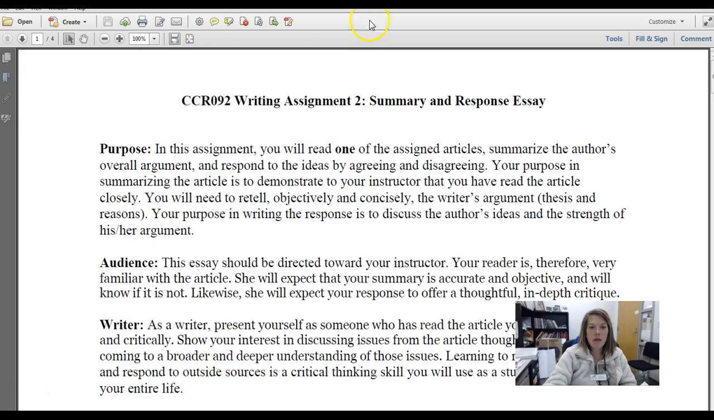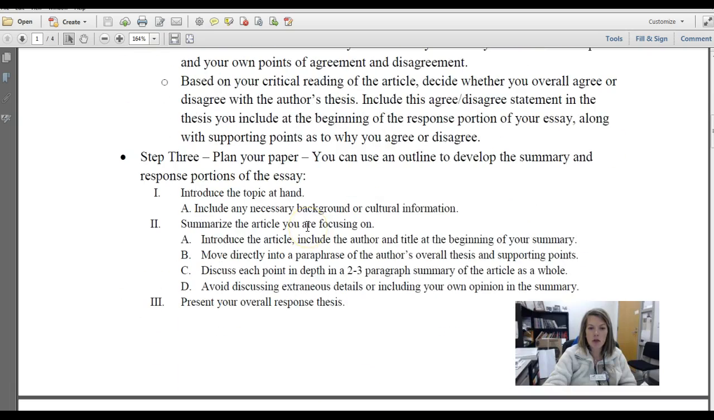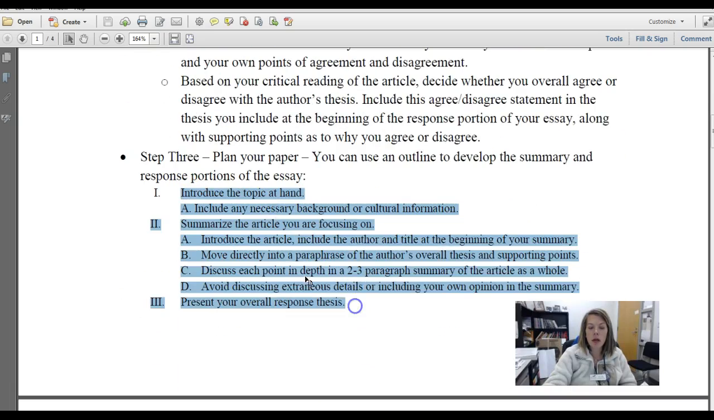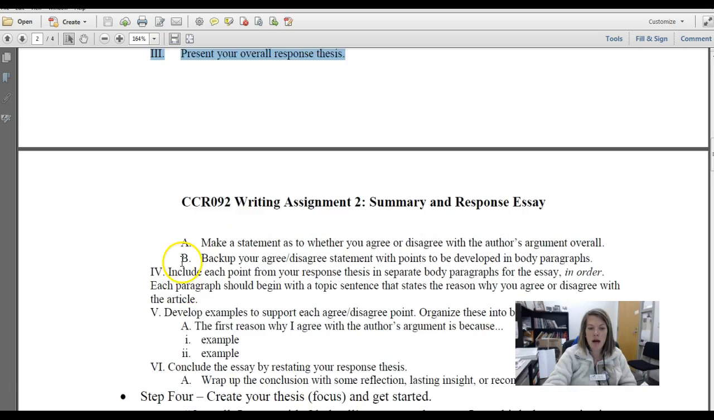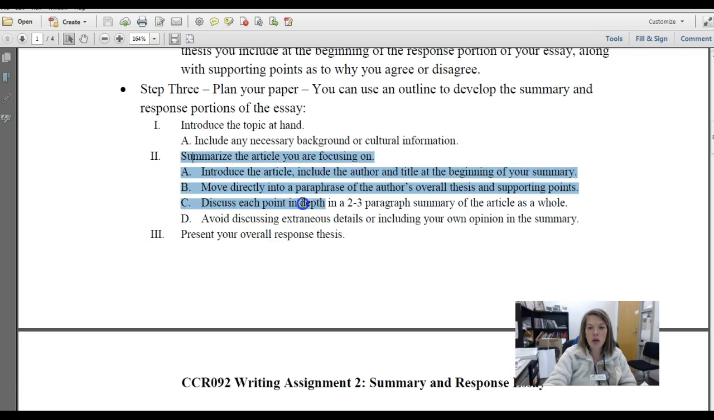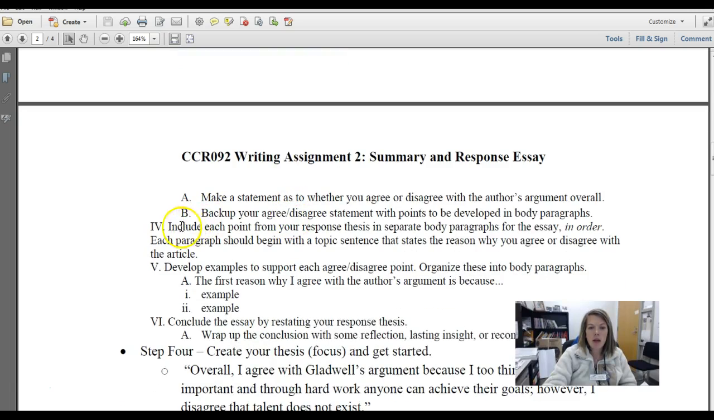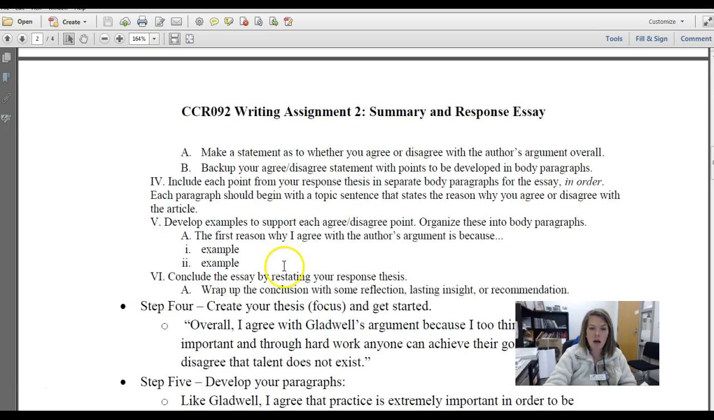So you'll see here that you guys are pretty much all the way through the steps. You've read the article closely and critically. The plan for your paper here is what I want you to follow in terms of an outline. So this will show you how to provide an introduction, make sure that your summary is only about a third of the essay, then present your response thesis, then include each point from your response thesis in separate body paragraphs in order. Begin each paragraph with a topic sentence that states why you agree or disagree with the article, and then fill in with examples.